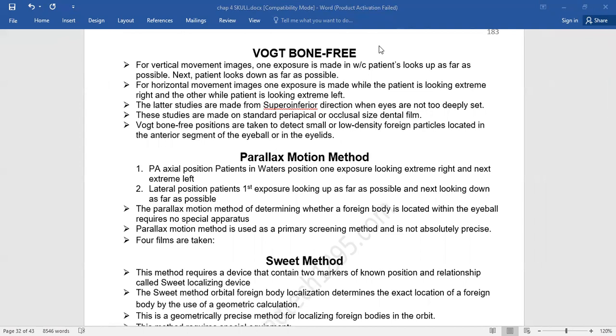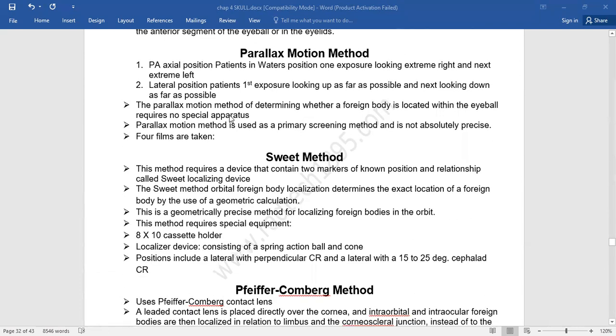So ang tatandaan lang natin dito, minsan kasi yung lumalabas na sa board exam, which of the following are performed to localize foreign bodies sa orbit. So ito lang, Vogt bone technique, parallax motion method, sweep method. So usually hindi naman tayong mga tech ang nagpa-perform nito, kundi yung mga ophthalmologists or yung mga doktor sa mata. So ayan lang, Vogt bone technique, parallax motion method, and sweep method.